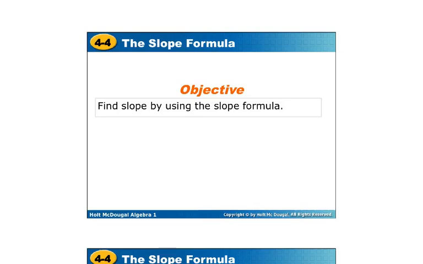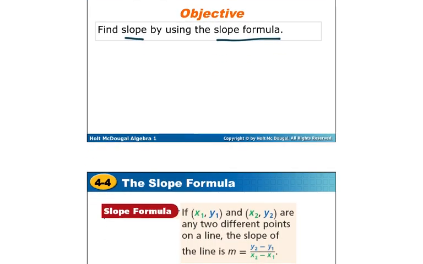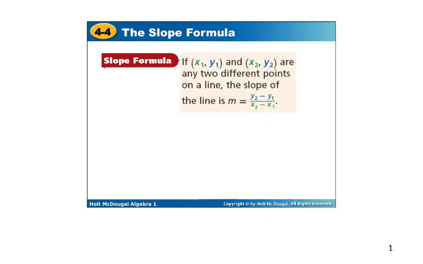Alright, so here we are with the slope formula. Much of what's happened in here has kind of been introduced, or at least hinted at, in the previous lessons. So, we're going to find slope this time by using a slope formula. Instead of just using rise over run, or change in y over change in x, we're going to actually have a formula. So here's our slope formula.